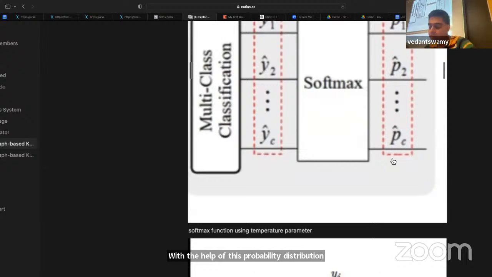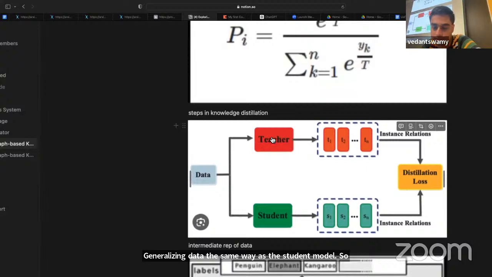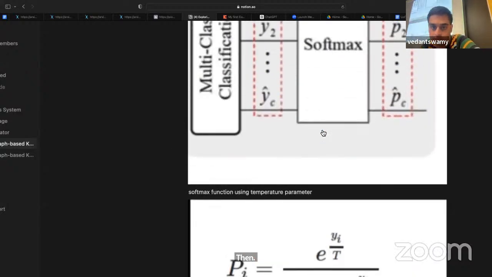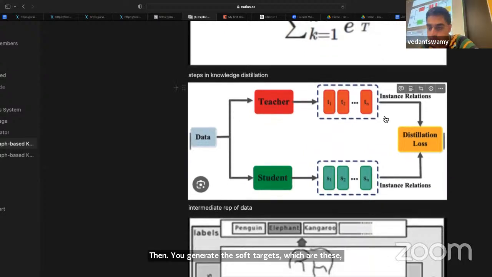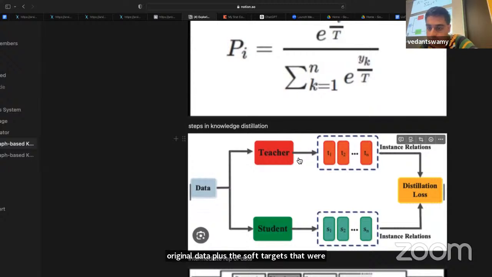With the help of this probability distribution, we can train the student model to match the teacher model, and therefore the student model will start generalizing data the same way as the teacher model. So the various steps in this would be to first train the teacher model, then generate the soft targets, which are the probabilities that the teacher model would give us. After that, we would train the student model on the original data plus the soft targets that were generated by the teacher model, right?